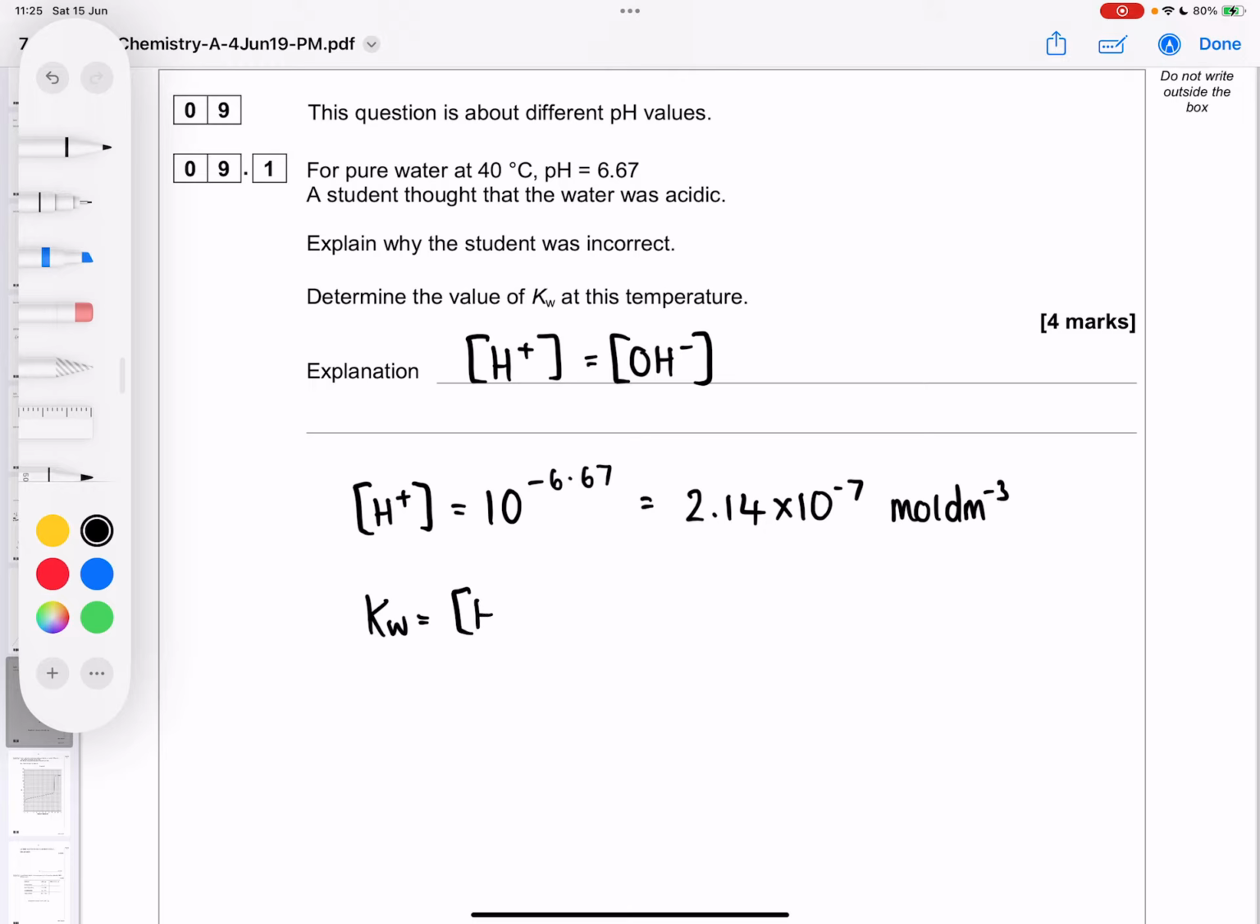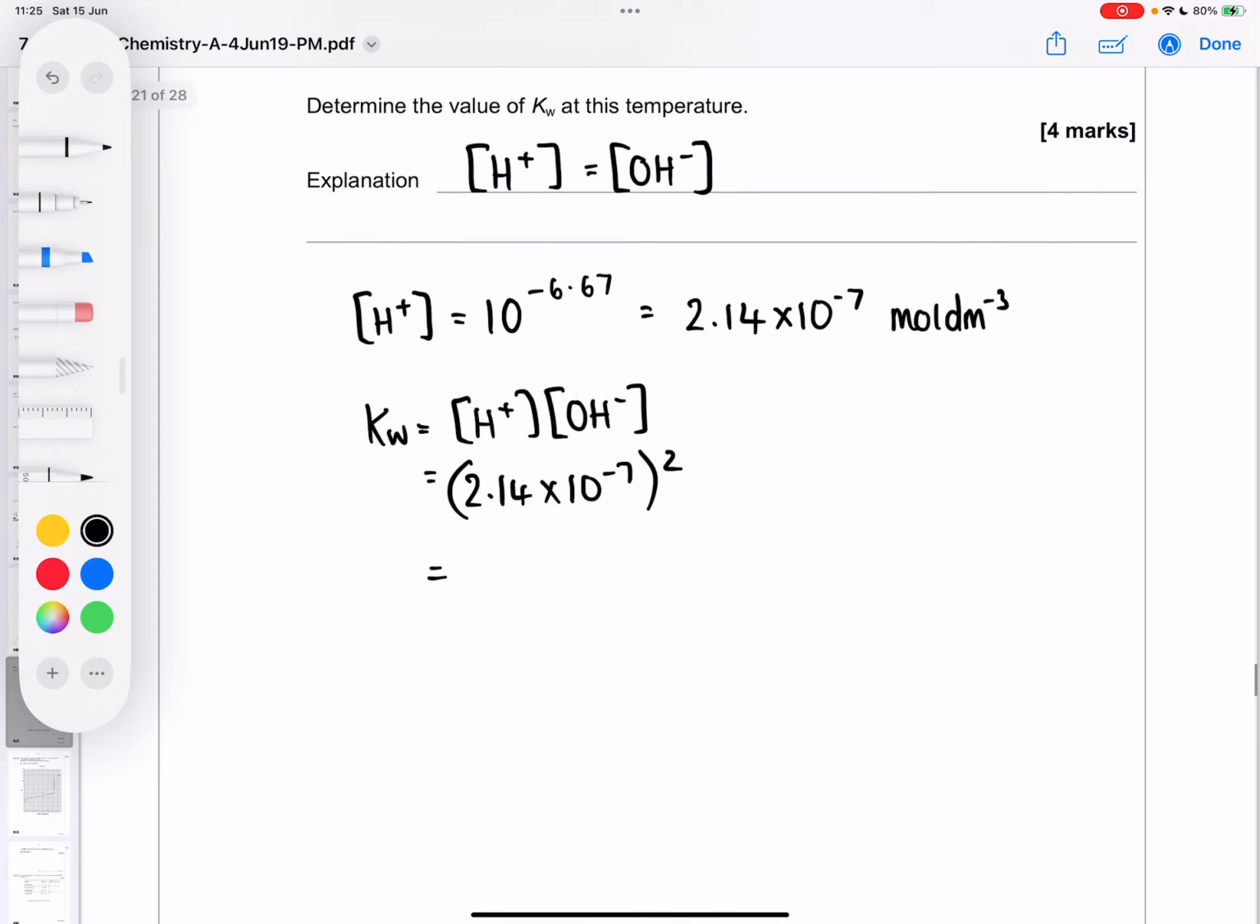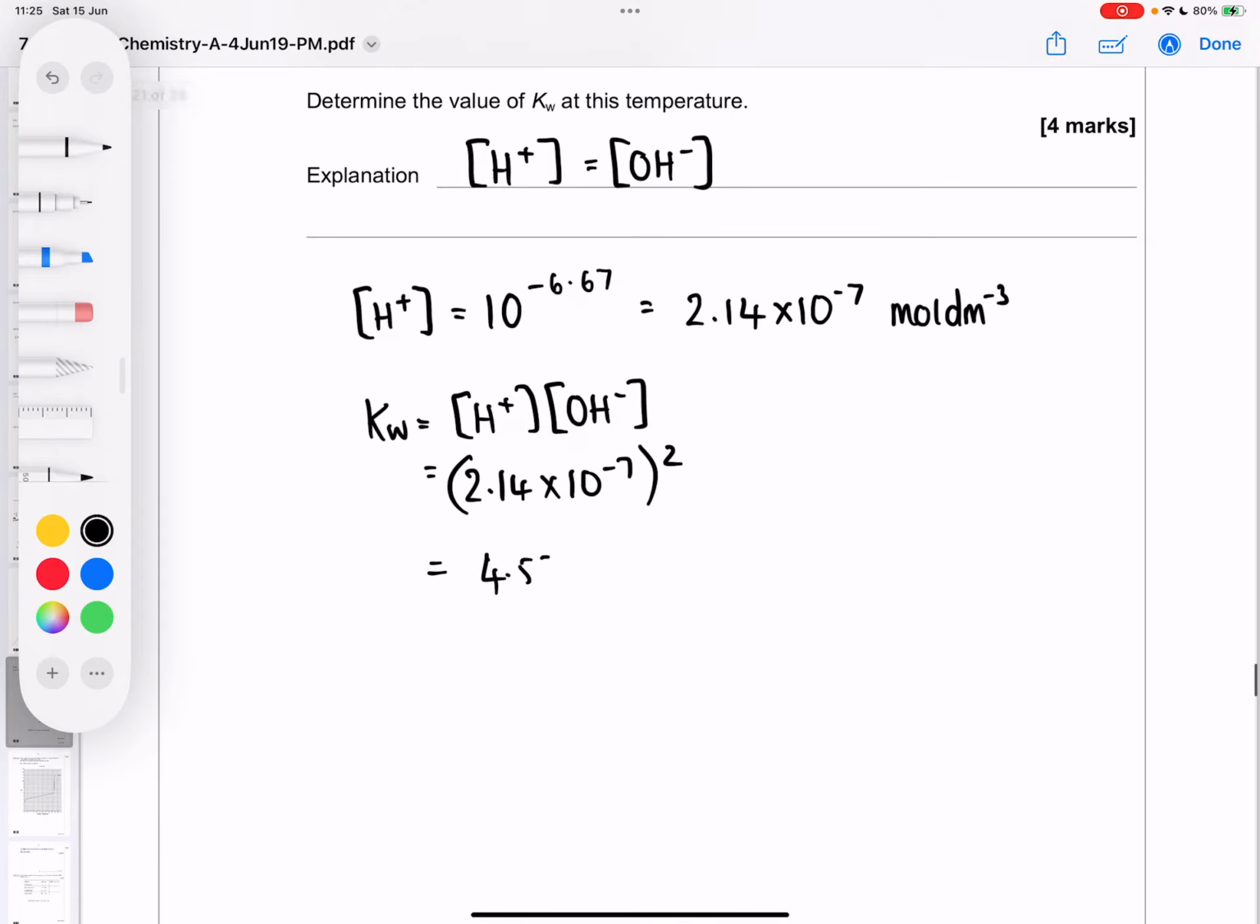So remembering that Kw is H plus concentration times OH minus concentration, and these two numbers are identical, I'm just going to take the answer on my calculator screen and square it. And I'm getting 4.57 times 10 to the minus 14.